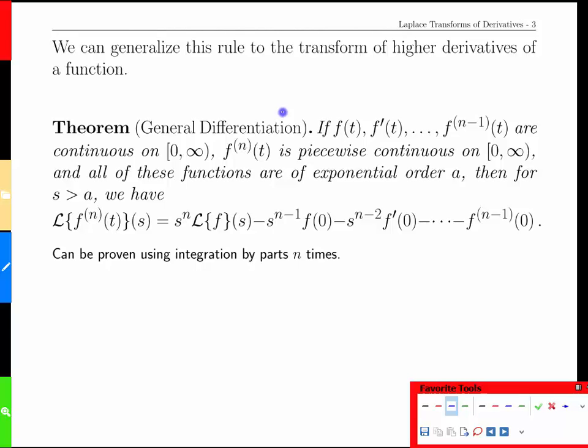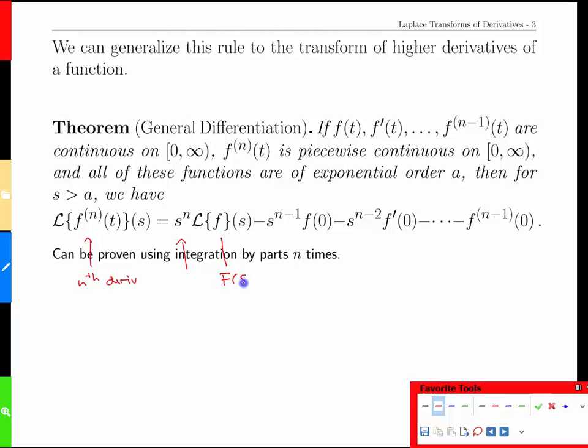Our next issue is to consider higher derivatives. So if we have a function with first derivatives, second derivatives, all the way up to n minus 1 derivatives, and they're continuous on the interval we're interested in, which is out to infinity, piecewise continuous as well, and as long as they're of exponential order, so all those caveats that we needed for functions to have Laplace transforms, then if we have this nth derivative, and we ask what's the transform of that derivative, we see the following pattern.